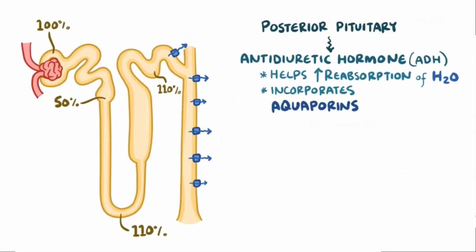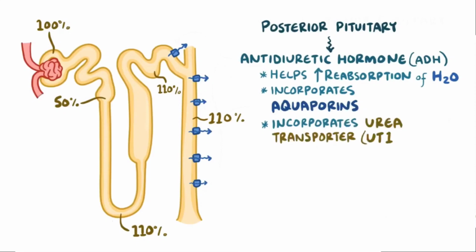But as the water leaves, remember that you still have 110% of the filtered load of urea in the tubule. So the concentration of urea in the tubular fluid gets even higher than its concentration within the interstitium. So you now have a huge concentration gradient for urea. In the very last part of the nephron, in the inner medullary collecting ducts, ADH increases the urea transporter UT1 on the apical surface, which actually allows urea to diffuse down its concentration gradient as well. So both water and urea start to move from the tubular fluid into the interstitial fluid. In fact, in the presence of ADH, about 70% of the filtered urea is reabsorbed through UT1, which leaves behind about 40% of the filtered urea to be excreted in the urine.